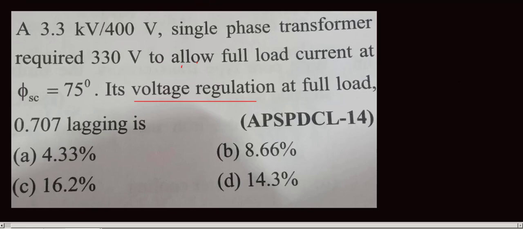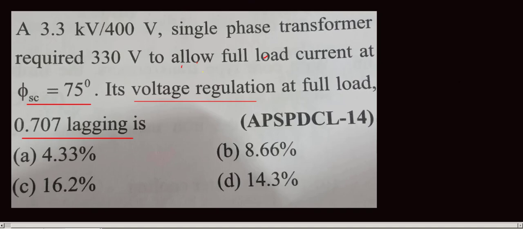Let's see the question given in Andhra Pradesh Power Sector Distribution Company in 2014. A 3.3 kV by 400 volts single phase transformer requires 330 volts to allow full load current at phi SC equal to 75 degrees, and its voltage regulation at full load is 0.707 lagging. This is the question given.